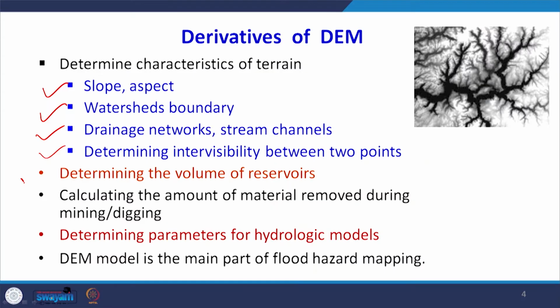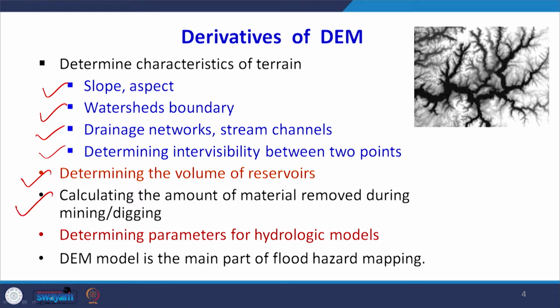So this intervisibility analysis is carried out. We can also determine the volume of the reservoir, so the capacity of the reservoir, because this is another big issue where reservoirs are having a lot of sedimentation over a period of time. So we can determine the volume of the reservoir by having the DEMs of the area.